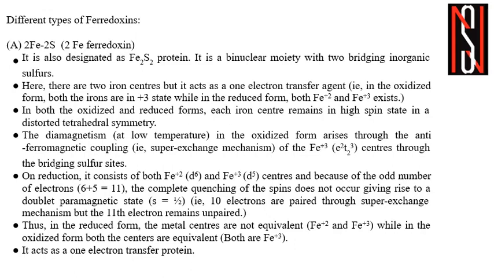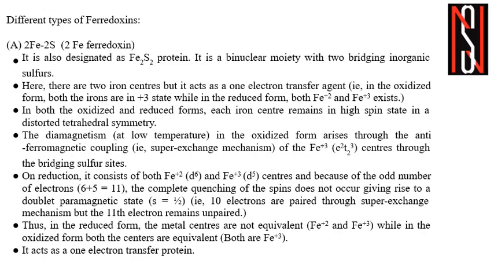Now the diamagnetism in the oxidized form arises through the antiferromagnetic coupling, that is the super exchange phenomenon. If we calculate the total number of electrons present in the iron +3 oxidation state, we will note that there are 5 electrons. If it is high spin in the tetrahedral coordination, then the electronic configuration will be e2 t2^3 with high spin nature.